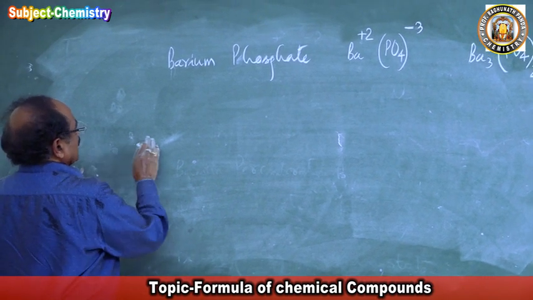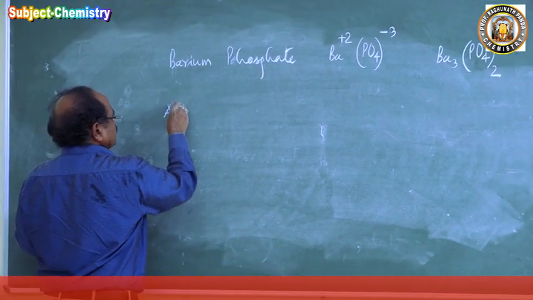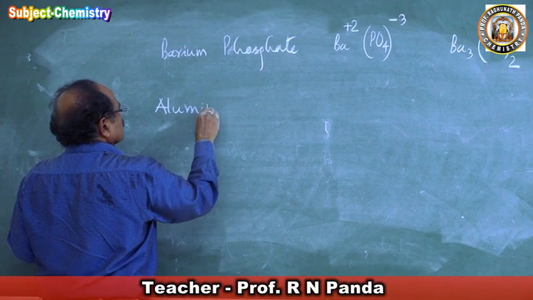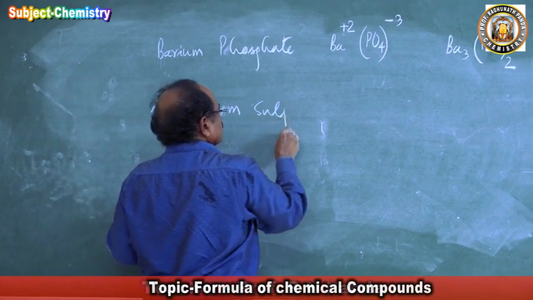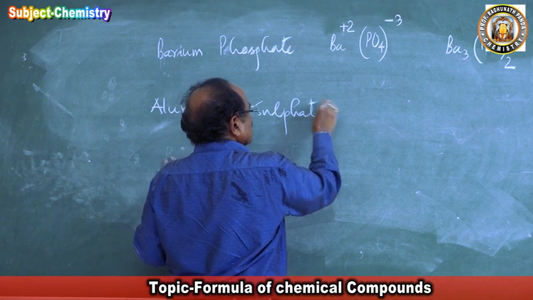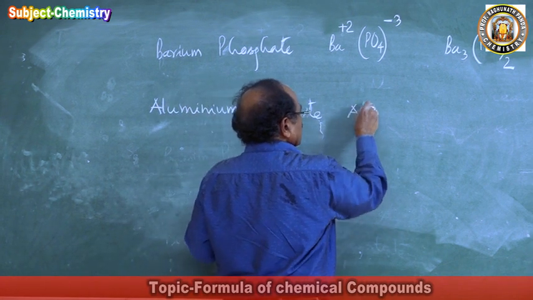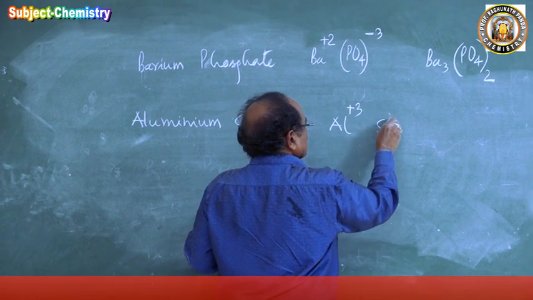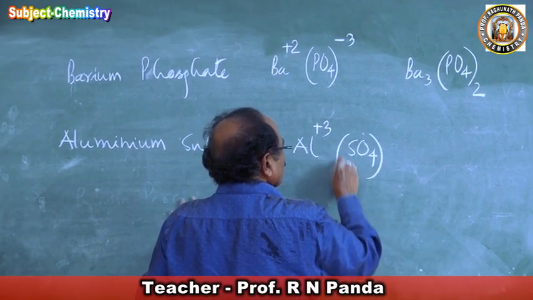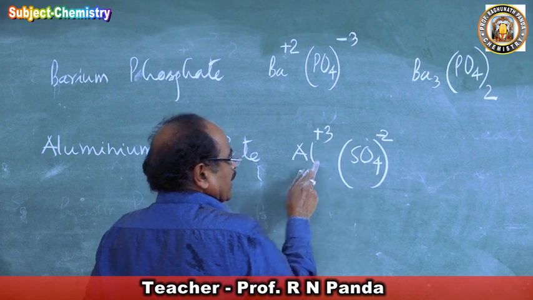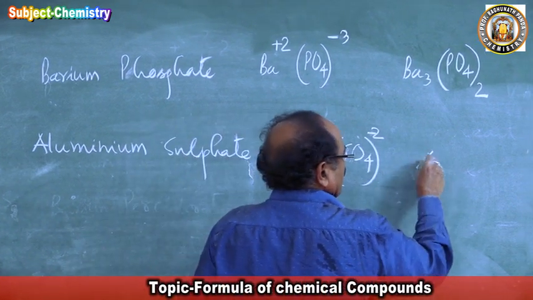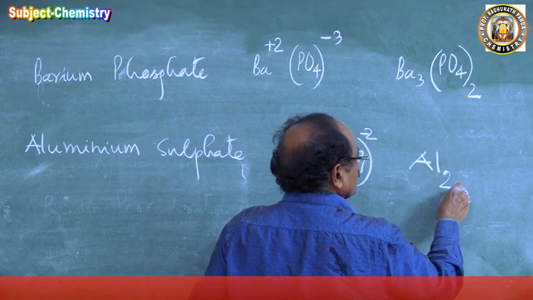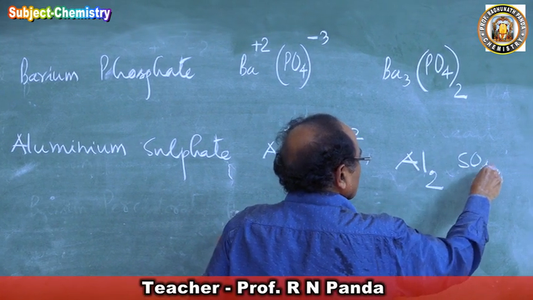Now let's take a trivalent radical, aluminium. Aluminium sulfate. Aluminium is Al plus 3, sulfate is SO4 minus 2. So 2 will come to aluminium, 3 will go to sulfate. So the formula will be Al2(SO4) thrice.